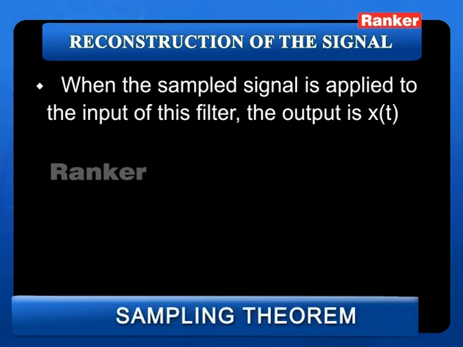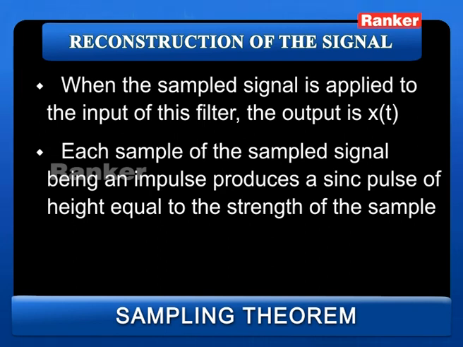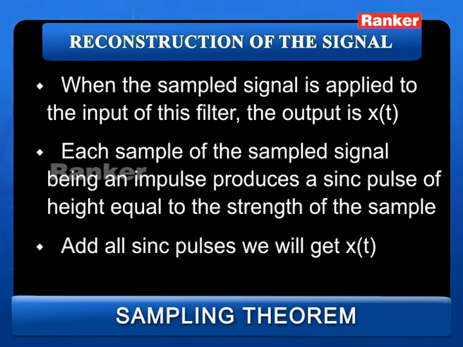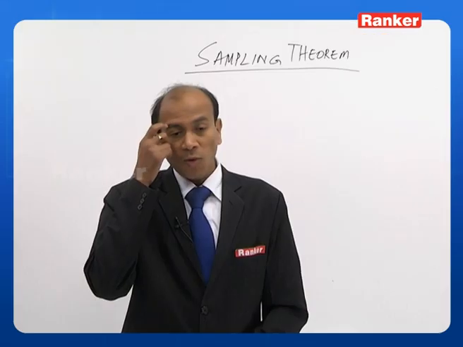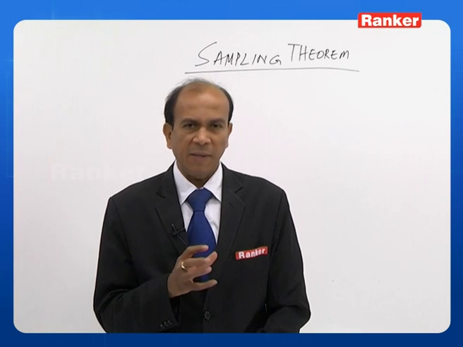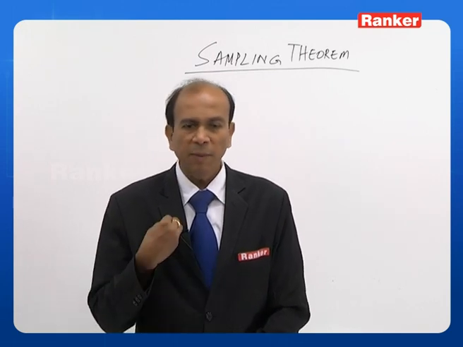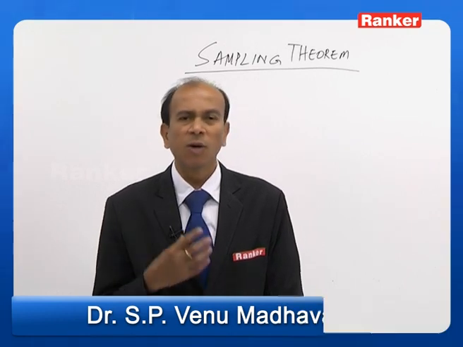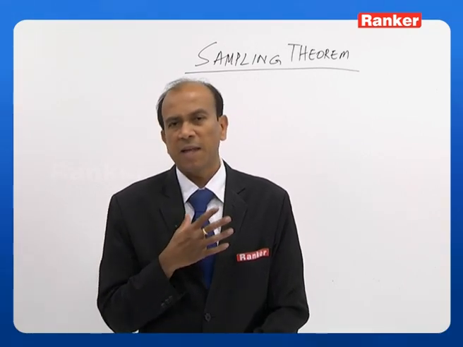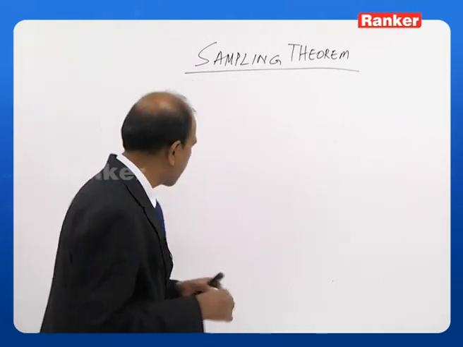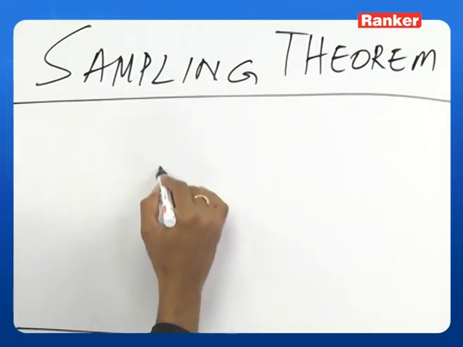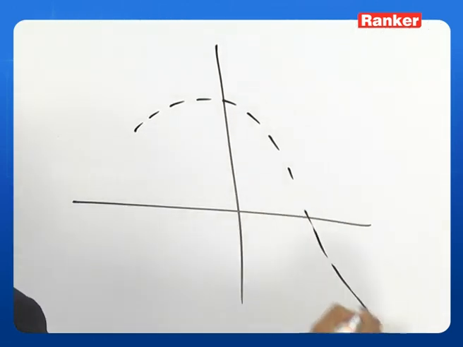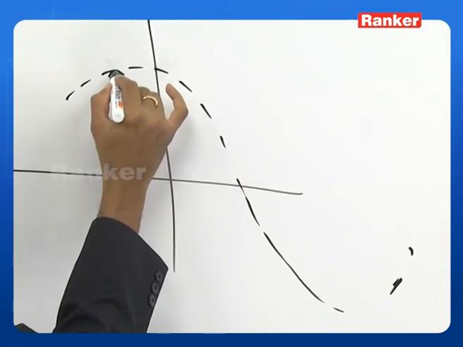Now, when the sampled signal is applied to the input of the filter, the output is x of t, as we have seen. Each sample of the sampled signal, being an impulse, produces a sinc pulse of height equal to the strength of the sample, and all the sinc pulses add up to give x of t. So, what are we doing here? Each of the sampled pulses is actually an impulse. So, what will be the output? The output will be a sinc pulse whose height will be equal to the strength of the sample. The sample will have a strength. If you remember what we have seen earlier, let us say we have a sample like this.